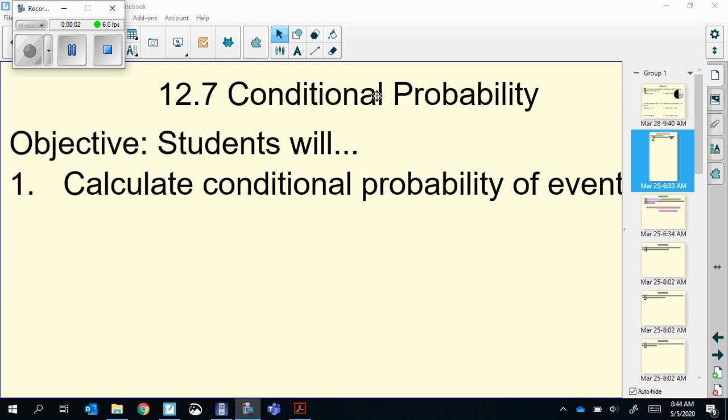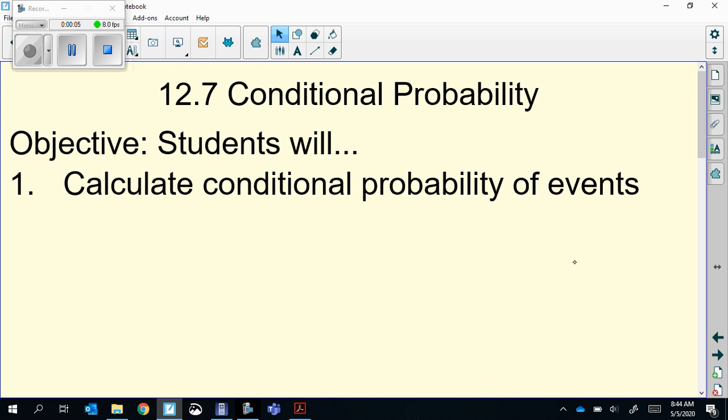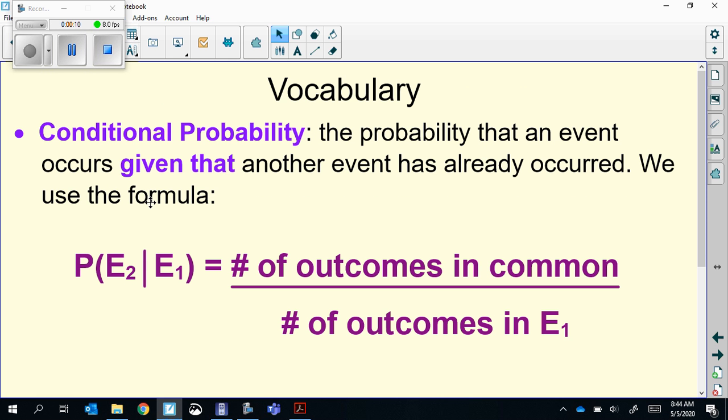Hey guys, in this video we're going to look at conditional probability, which is the probability that an event occurs given that another event has already occurred. So it's got a little formula, and also this symbol, the vertical line right there, is the symbol for conditional probability. It just means: what's the probability that the second event happens given the first event happened. So you do the number of outcomes in common over the number of outcomes in the first event.